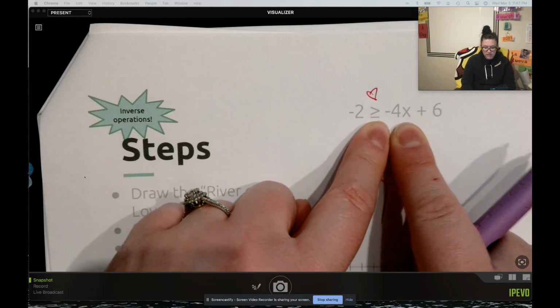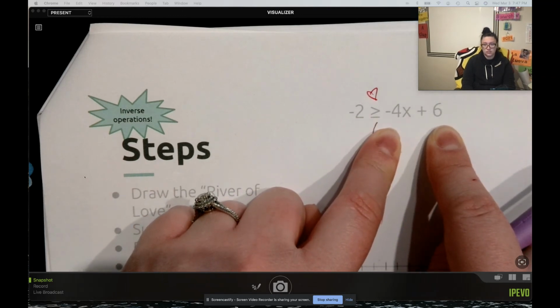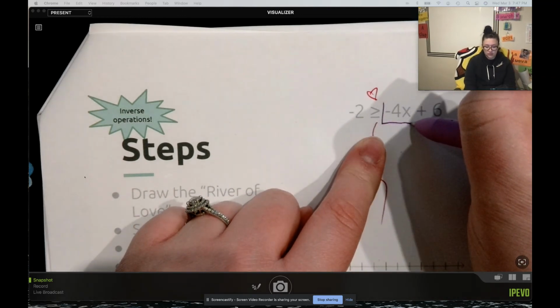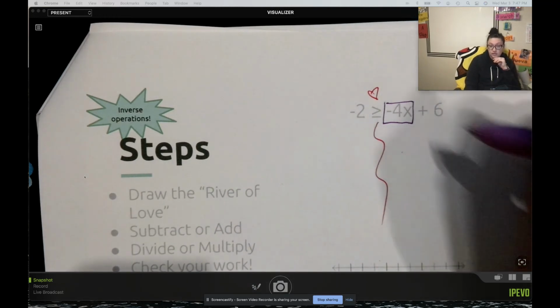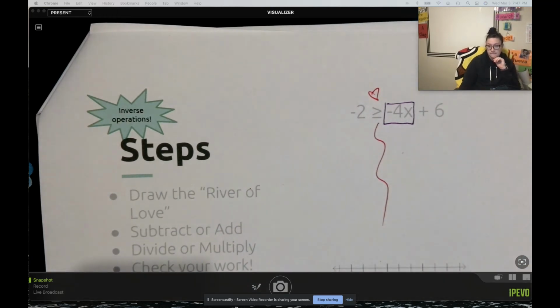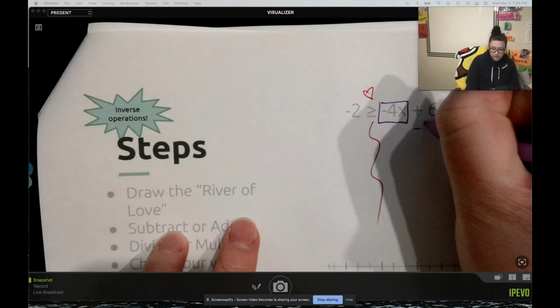-2 is greater than or equal to -4x plus 6. Protect your coefficient and your variable. Remember, we're going to save that for last. How do I get rid of a plus 6? Subtract 6 on both sides.